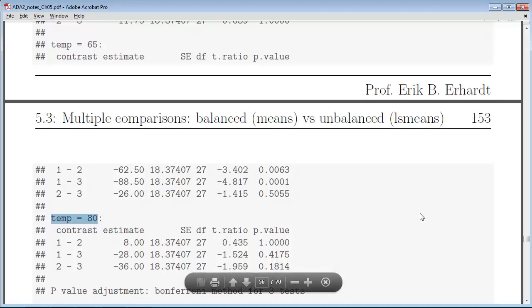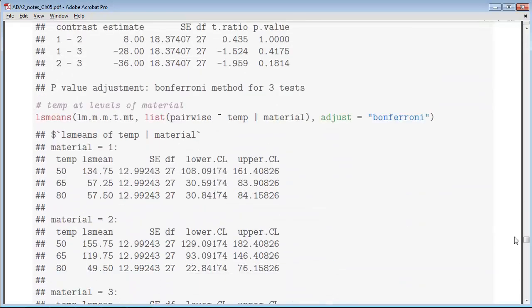So the main result here is that for temperature 65, there was a difference between material type 1 versus the other two. All right, 65, material 1 versus the other two. That's our thing to remember. We can go the other way. We can do temperature conditional on materials.